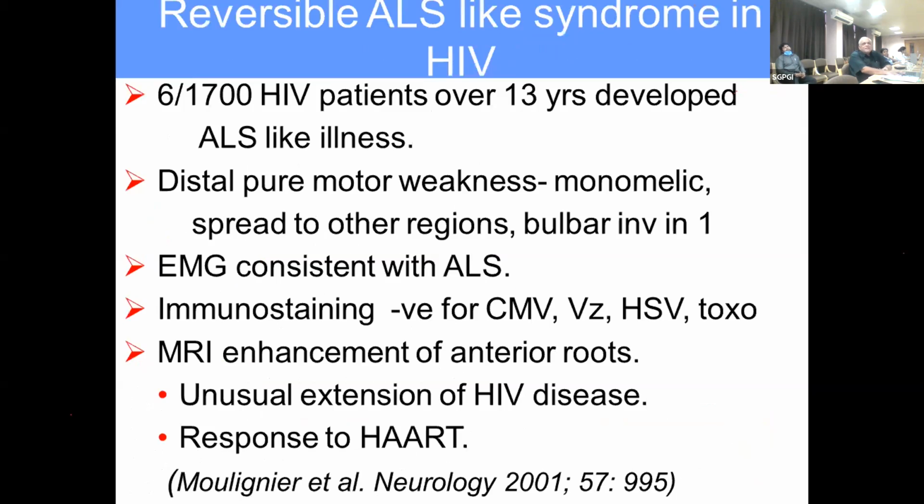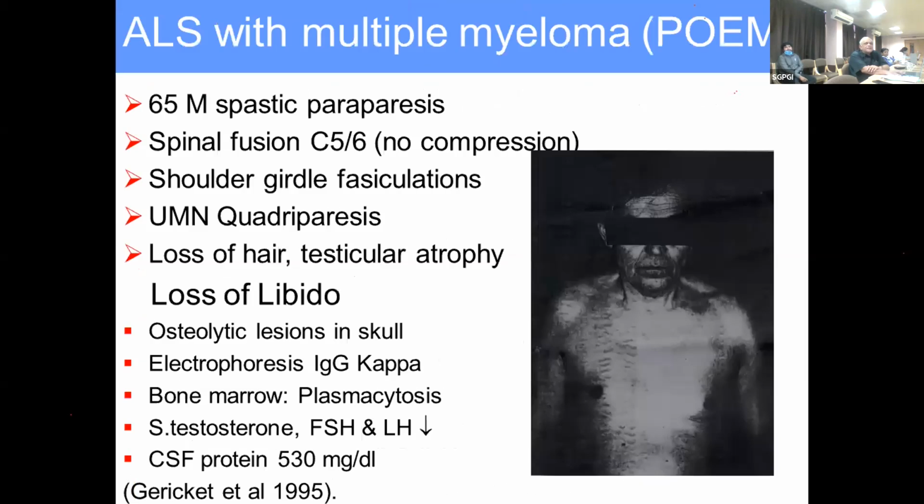Of course, in HIV patients, a reversible form of ALS-like syndrome has been reported. I have not seen it, this is from the literature, but we must keep in mind that HIV patients sometimes will have an ALS-like syndrome, which is an unusual extension of HIV disease, and it responds to HAART treatment. And multiple myeloma can also present with shoulder girdle fasciculations, upper motor neuron type quadriparesis, and then you have an M band and osteolytic lesions in the skull, and we are able to diagnose these conditions.